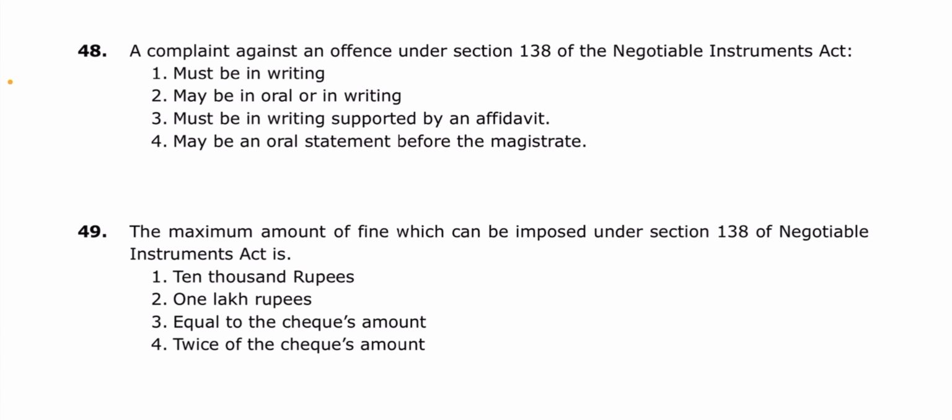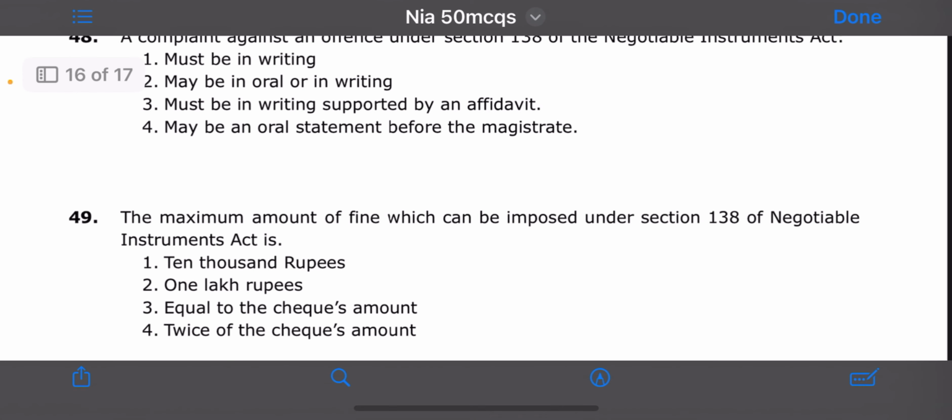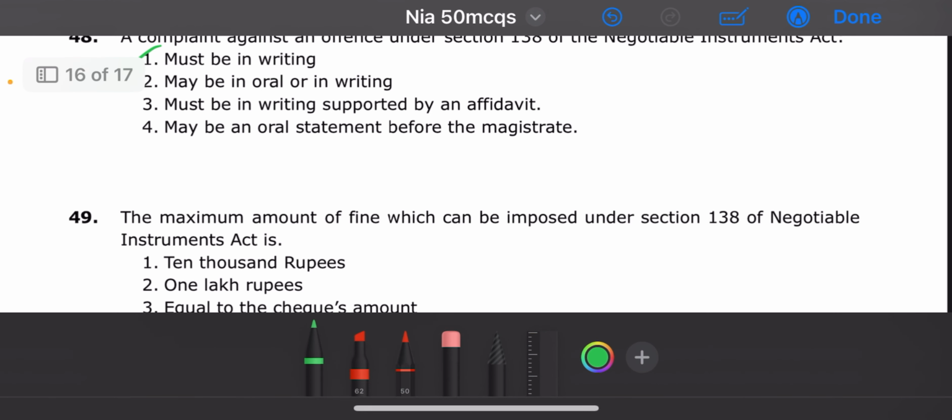Next question. A complaint against an offence under Section 138 of the Negotiable Instruments Act. The options are first, must be in writing, second, may be in oral or in writing, or third, must be in writing supported by an affidavit, or fourth, may be an oral statement before the magistrate. The correct answer is must be in writing, first one.